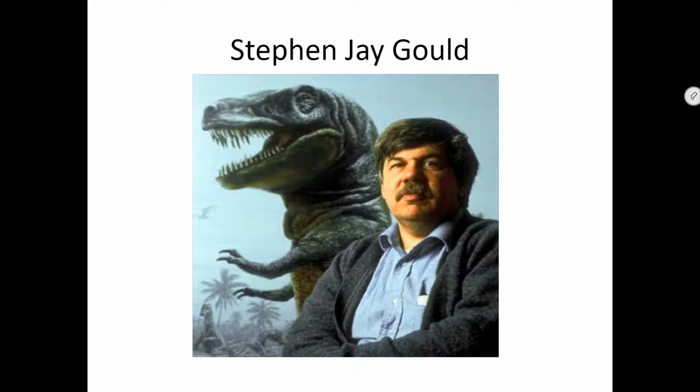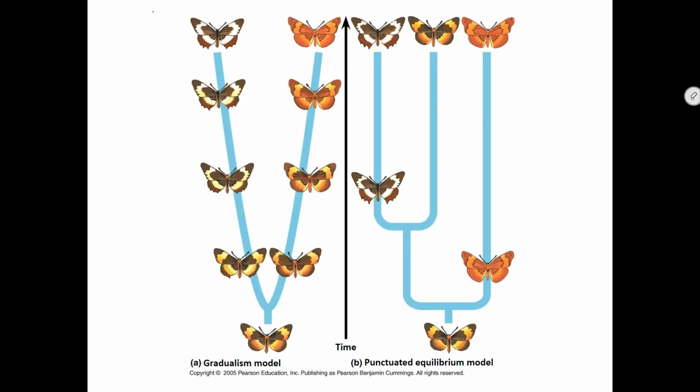This guy, Stephen Jay Gould, came up with the concept of punctuated equilibrium. Let's see if we've got a picture. We do. All right, punctuated equilibrium is basically this, where you have long periods of stasis. And so here on the right, you have the picture of this. I'll explain gradualism as a contrast to this. Long periods of stasis, which means nothing's changing, followed by really short periods of rapid change.